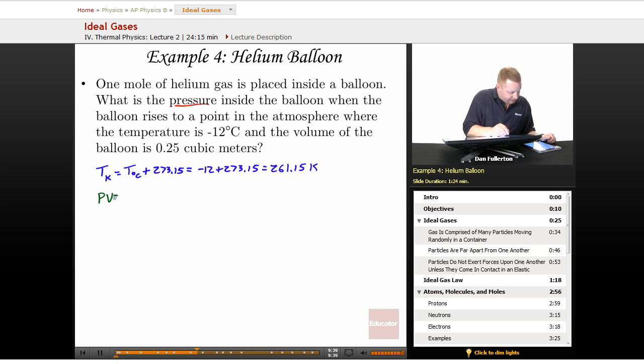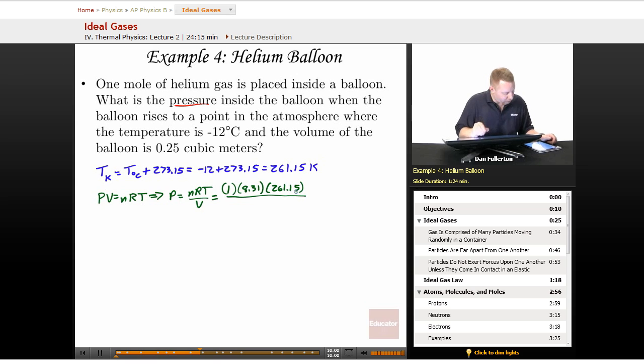Now, if PV equals nRT, then pressure equals nRT over V. Well, n, 1 mole, R, the gas constant, 8.31, our temperature, 261.15 K, and our volume here, 0.25 cubic meters, gives us a pressure of about 8,680 pascals.